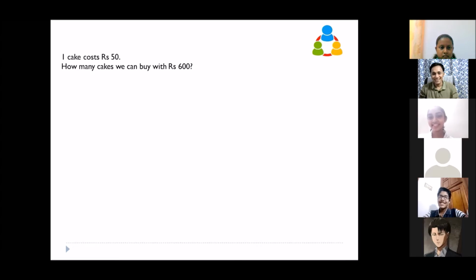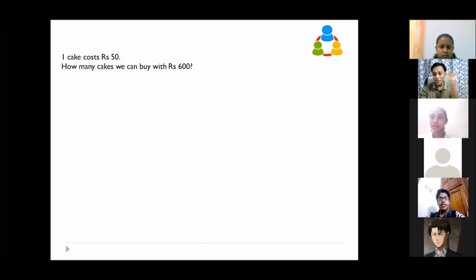6 cakes, right? Yeah, you all know the answer. You are not studying in LP school. So to ask this, 12 cakes. I want to know the method. 1 cake costs 50 rupees. Then how many can we buy with 600 rupees? We could divide it by the cost of the cake to get the number of cakes.